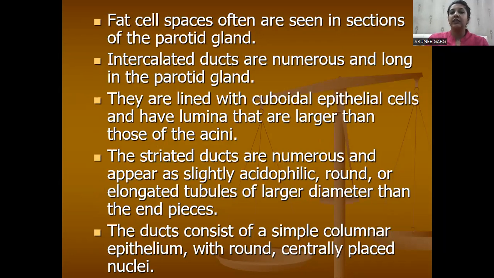The intercalated ducts are numerous and long in the parotid gland. They are lined with cuboidal epithelial cells and have lumina that are larger than those of the acini. The striated duct cells are numerous and appear as slightly acidophilic, round or elongated tubules of larger diameter than the end pieces. The ducts consist of a simple columnar epithelium with round centrally placed nuclei.